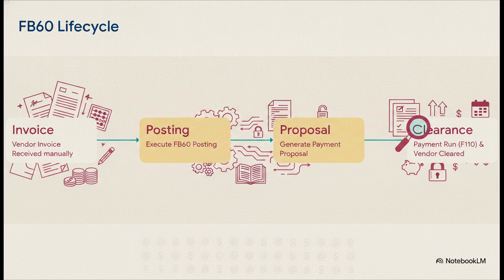From there, Step 4, you generate a payment proposal. And finally, Step 5, you run the automatic payment program using transaction F110, which pays the vendor and officially clears that open item right off your books.